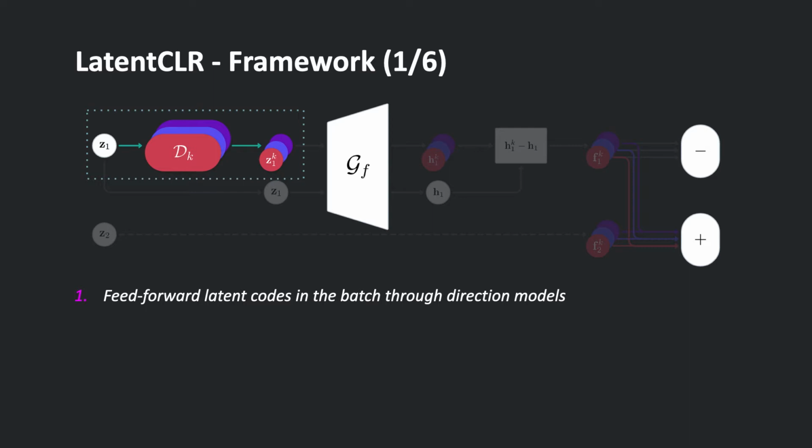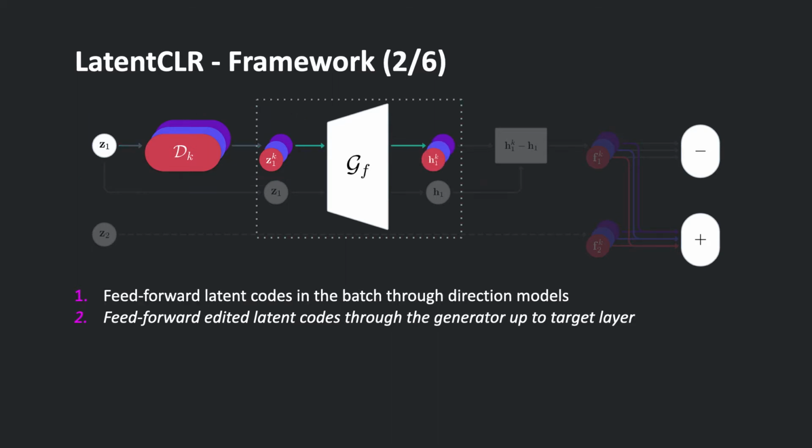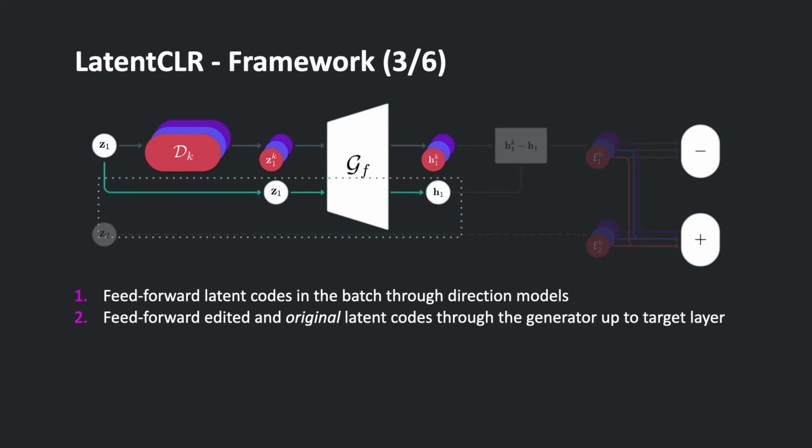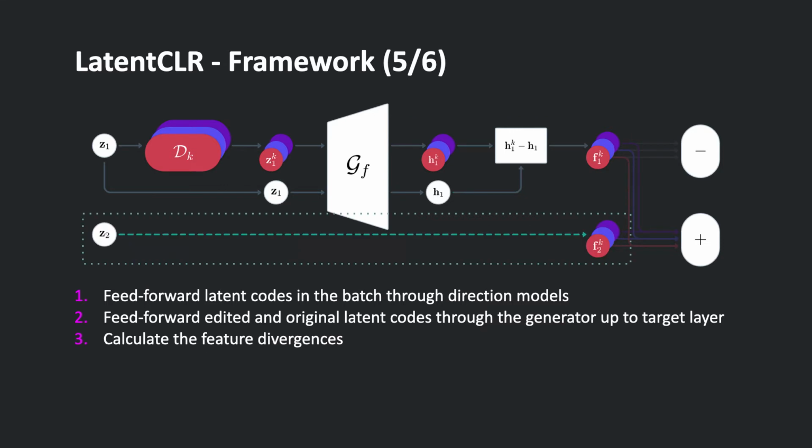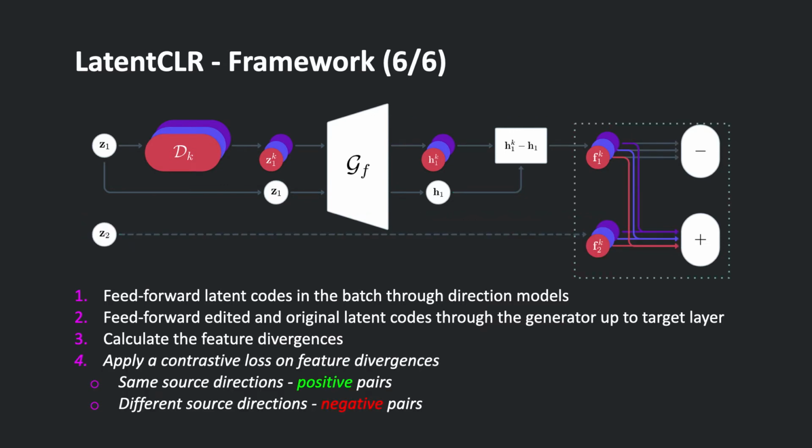First, the latent code is passed through all the different direction models to obtain directional edits. Second, all of the obtained latent codes pass through the generator up to the target feature layer. Same feed-forward operation through generator is applied to the original latent code. Obtained feature representations are used to calculate the effects of each direction model on features by a simple subtraction. Same steps are executed for all the latent codes in the batch.